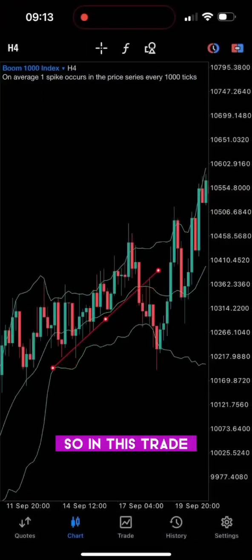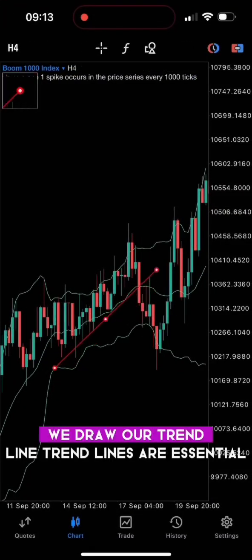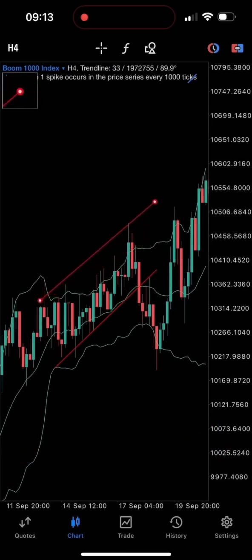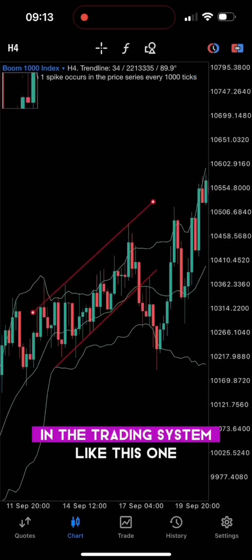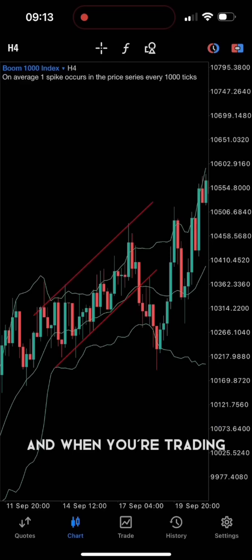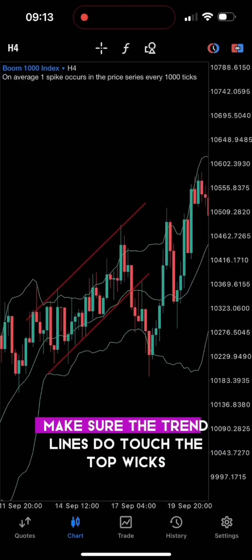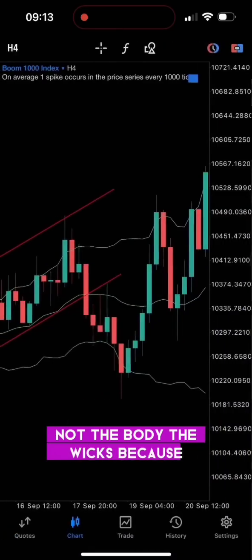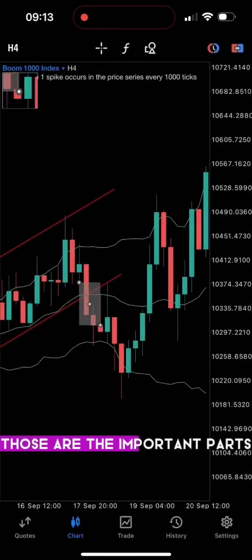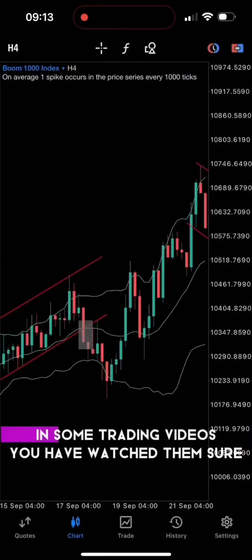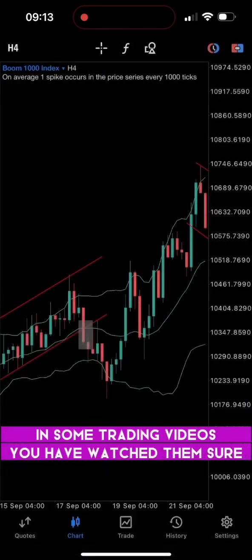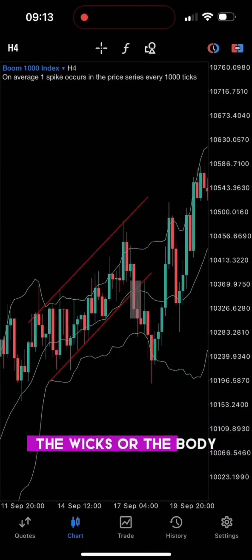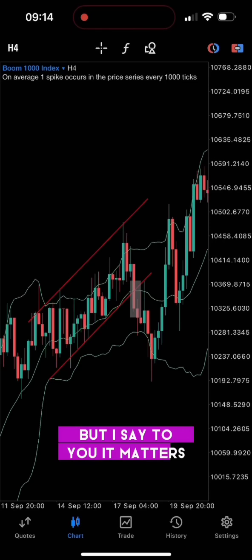So in this trade, we draw our trend line. Trend lines are essential. They are very essential in a trading system like this one. And when you are trading, make sure the trend lines do touch the top wicks, not the body, the wicks, because those are the important parts. In some trading videos you have watched, I'm sure you are told that it doesn't matter whether it touches the wicks or the body, but I say to you, it matters.